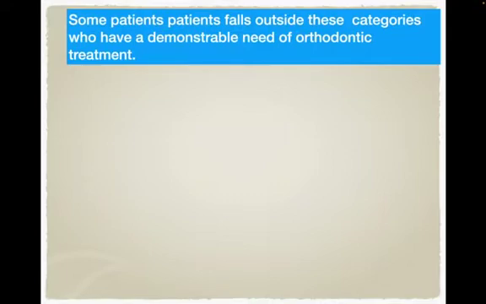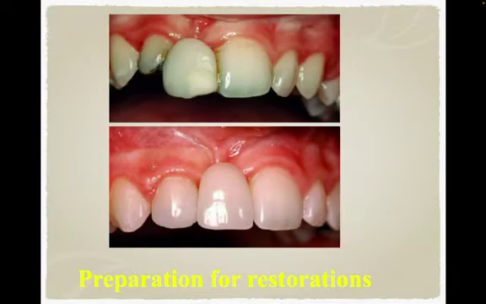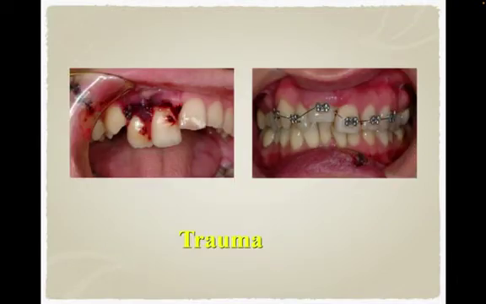although the IOTN covers a wide range of malocclusion, are there some patients who are not covered? For example, patients with periodontitis and periodontal problems are not covered in the IOTN. Patients who need a restoration, but before this restoration they need orthodontic treatment to align the teeth for the restoration to be done, are not there as well. Trauma, teeth that have suffered from trauma and need orthodontic treatment after that, are also not mentioned in the IOTN.